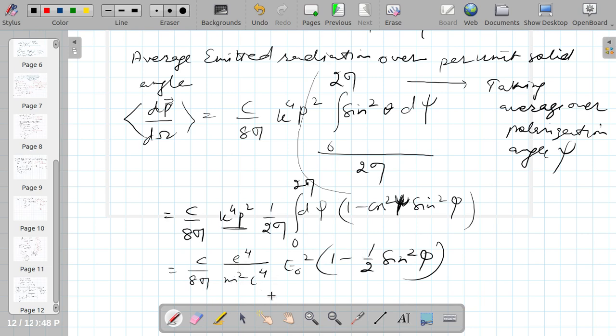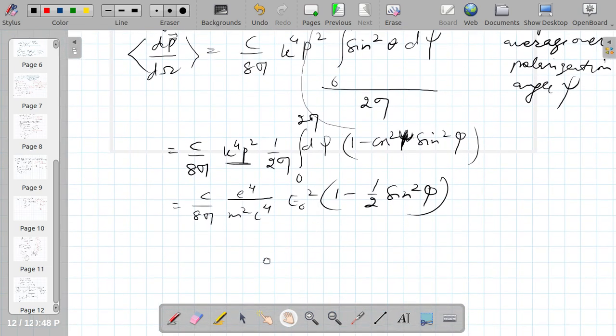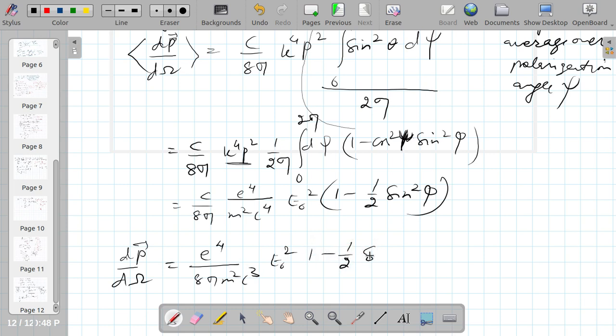So therefore dp over d omega is equal to e raised to power 4 over 8 pi m square c3 e naught square, 1 minus 1 by 2 sine square phi.